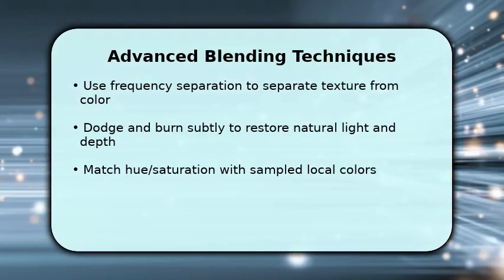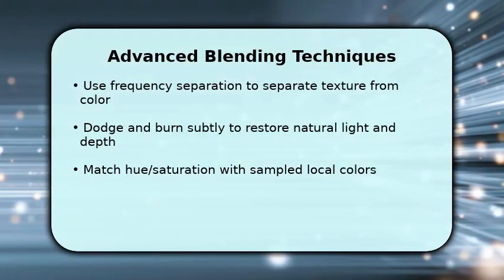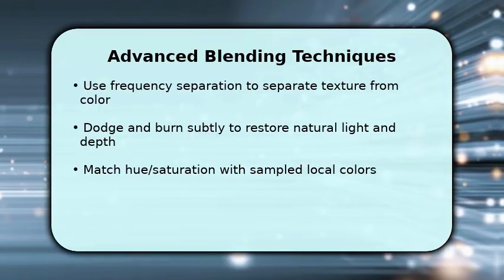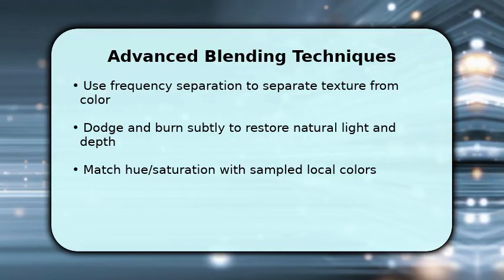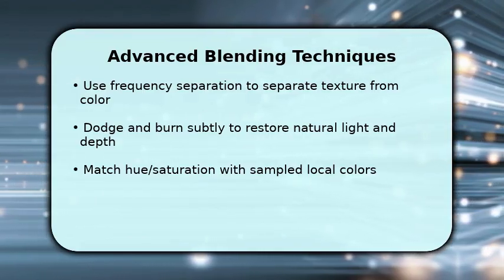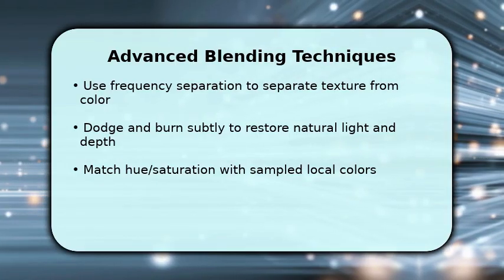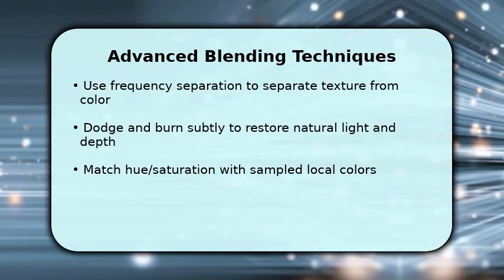Now you separate texture from tone using frequency separation so you can correct color without softening pores. This preserves realism. On the low frequency layer, sample midtones from under-eye adjacent skin and use a soft low opacity brush to paint color corrections, then refine with hue/saturation masks.